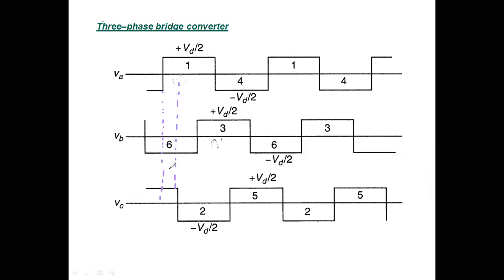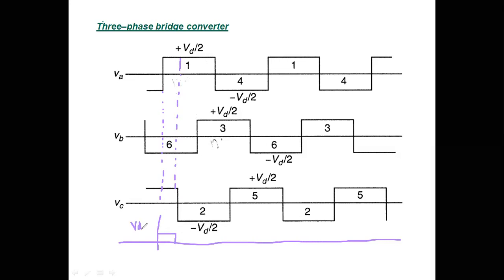So here we are calculating the neutral voltage, that is simply the sum of all the three voltages divided by 3. During this portion you will get Vd by 2 by 3, so you will get Vd by 6. So once you draw the neutral voltage here, this is Vd by 6.